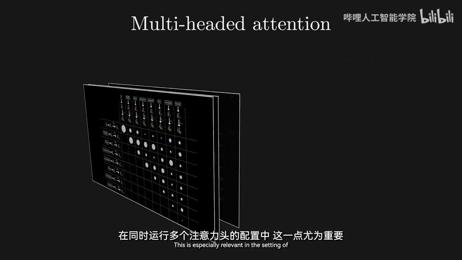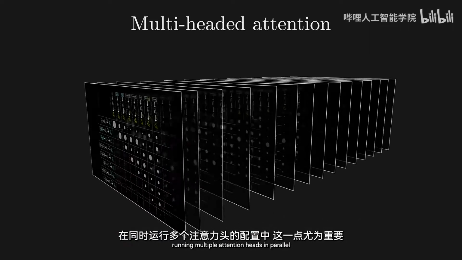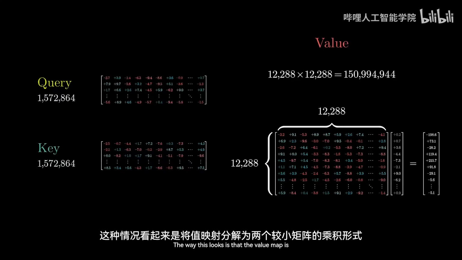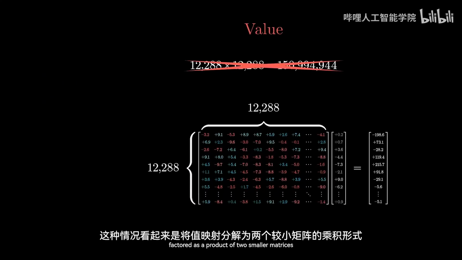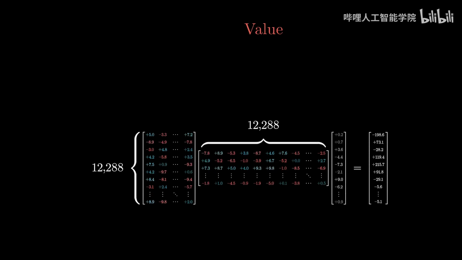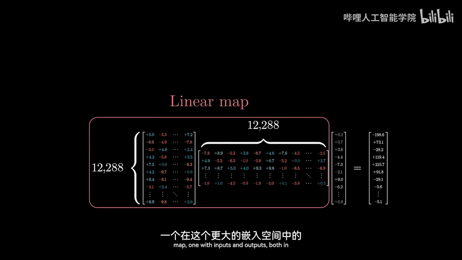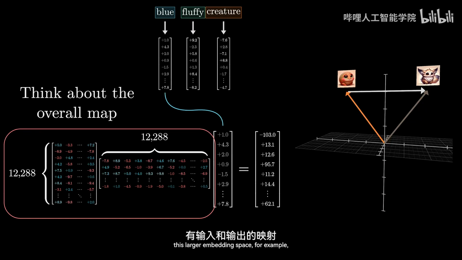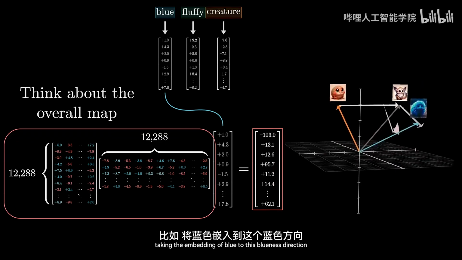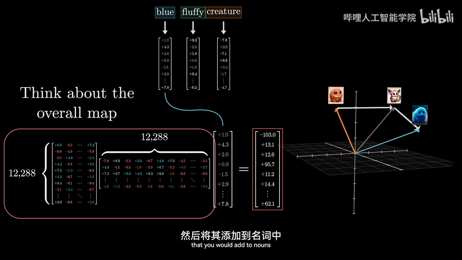This is especially relevant in the setting of running multiple attention heads in parallel. The way this looks is that the value map is factored as a product of 2 smaller matrices. Conceptually, I would still encourage you to think about the overall linear map, one with inputs and outputs both in this larger embedding space, for example, taking the embedding of blue to this blueness direction that you would add to nouns.